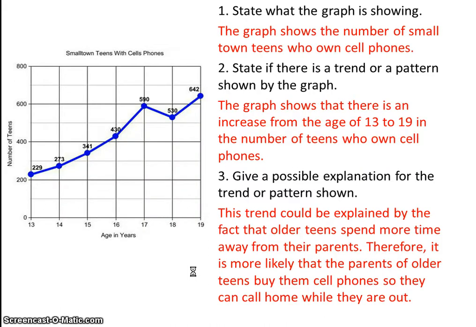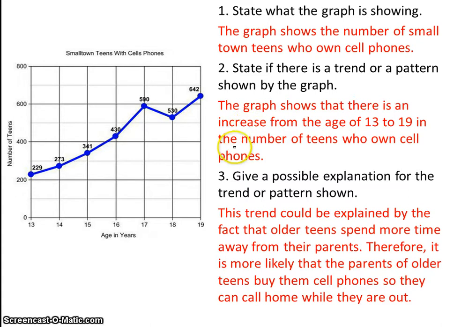For example, for the graph that I showed of small town teens who own cell phones, I could say that this graph shows the number of small town teens who own cell phones for step number 1. For the second step, you need to find the trend or pattern in the graph. I can see that this graph increases from about a little more than 200 to almost 650 from the ages of 13 to 19. So I could say that this graph shows that there is an increase from the age of 13 to 19 in the number of teens who own cell phones.